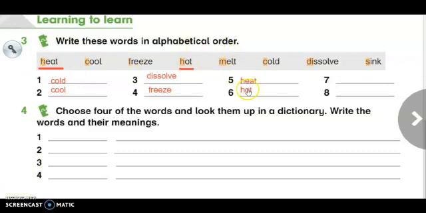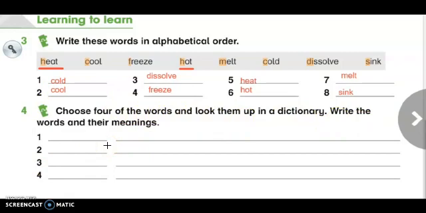Now, after heat and hot, we have melt. H, I, J, K, L, M. M, we have M, melt. And the last one, which is sink. Now, the last activity, choose 4 of the words and look them up in a dictionary. Write the words and their meanings.